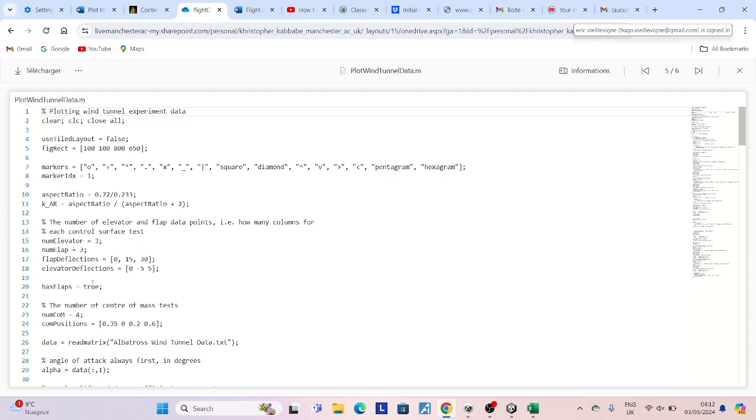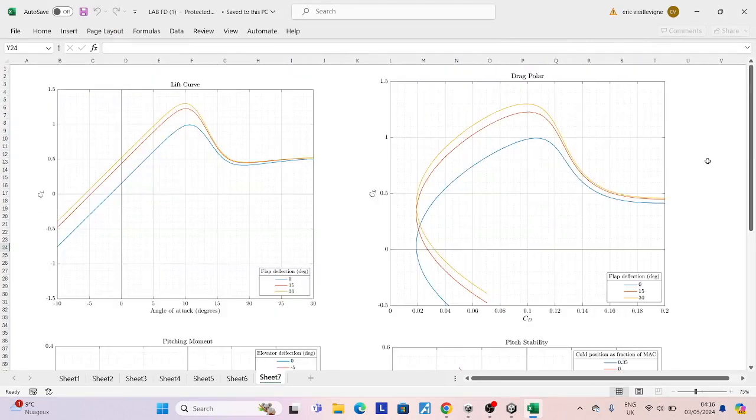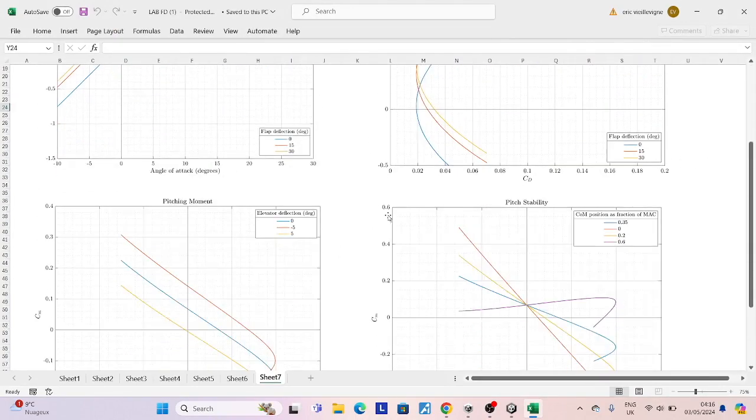The lift and drag coefficient at 0, 15 and 30 degrees. The flap deflection is also recorded. The pitching moment coefficient is also recorded. And the elevator angles of -5, 5 and 0. And we have 4 centers of mass that are recorded at those values. So if we run the code, we get those 4 graphs.